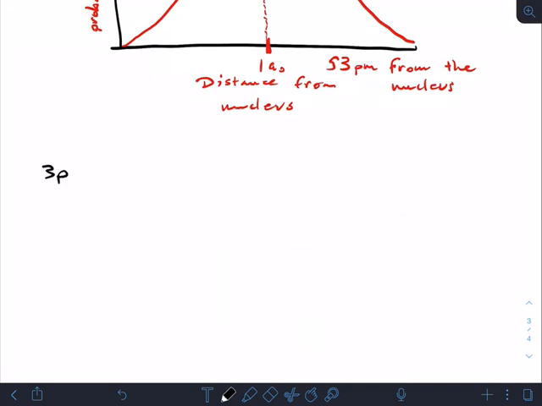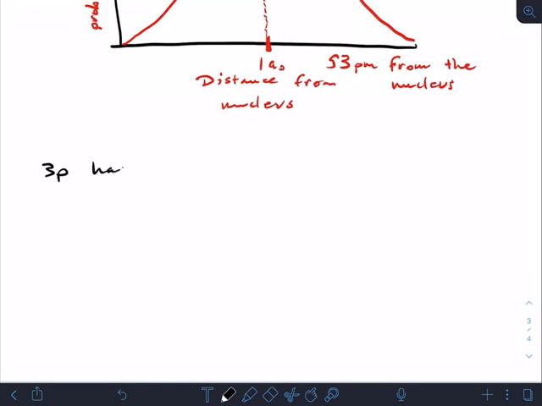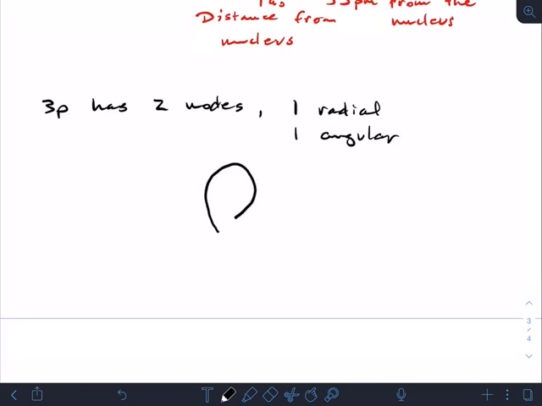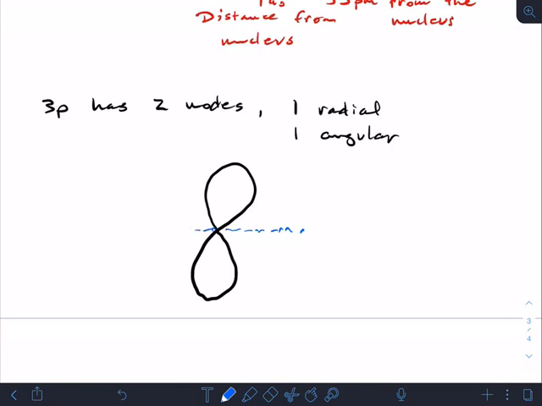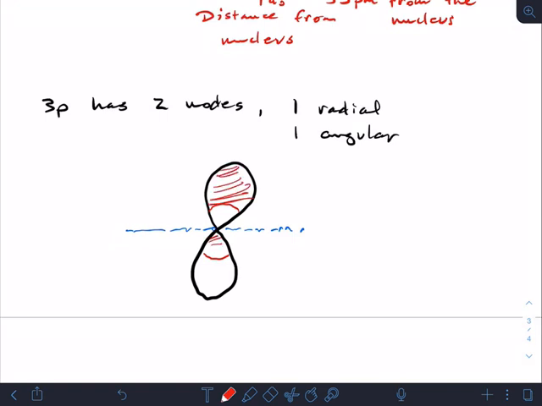All right, if I'm looking at something that's slightly more complex, let's look at something that is for example a 3p. So a 3p has 2 nodes. One of those will be a radial node, and one will be an angular node. Okay. So basically this is going to look like a dumbbell, and my angular node is the plane. So the plane runs right through the middle, and then my radial node is the 2p orbital that's on the inside, right? So my 2p will be on the inside, making a radial node.